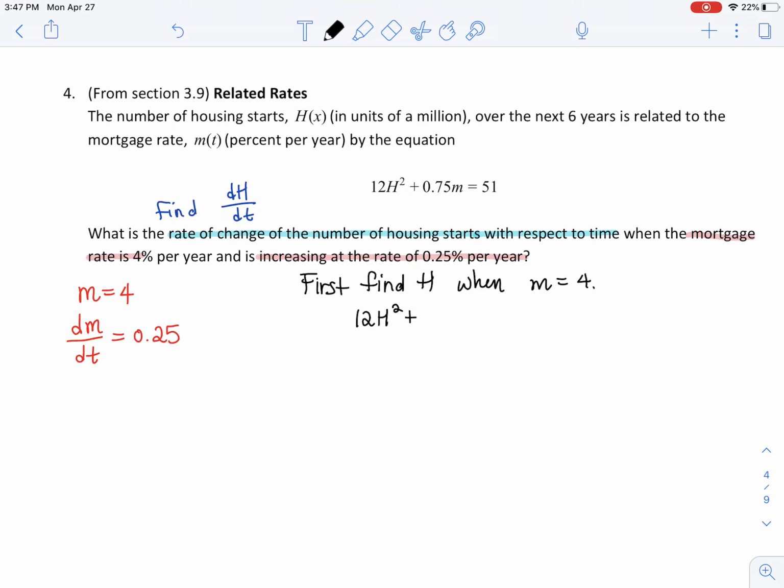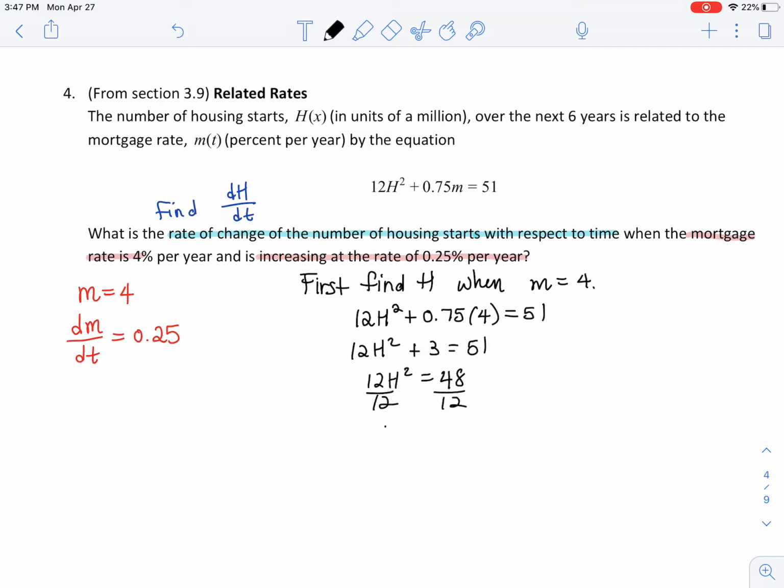That's going to be 12 times H squared plus 0.75 times 4, since M is 4, equals 51. So we're going to solve this for H here. If I do 0.75 times 4, that is 3, equals 51. Subtract 3 from both sides, you get 12H squared is equal to 51 minus 3, 48.